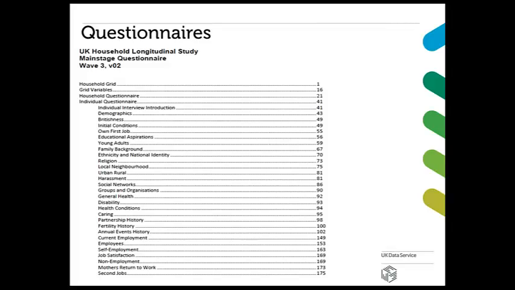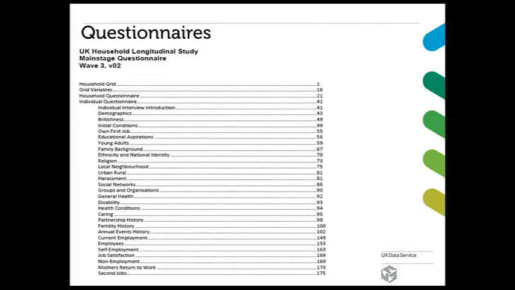One of the other really valuable pieces of documentation are the questionnaires, and again they're available for every wave and every type of questionnaire for Understanding Society. These can be a really valuable source of information. This is the contents page for the Wave 3 adult questionnaire, and you can see that the questions are organised into modules, and each module relates to a different topic.